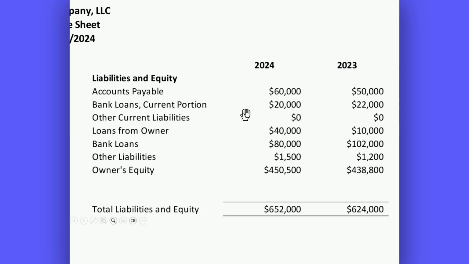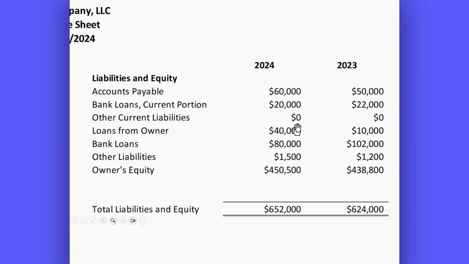Bank loans, current portion. So you could have a bank loan, for example, that is due over 5 years. So let's say in this example, we've got $100,000 of bank loans. 20,000 of that is due within the next year. So we're going to call that a current liability. The other $80,000 is not due in the next year. It's due in years 2, 3, 4, and 5. So it goes down here into long-term liabilities.